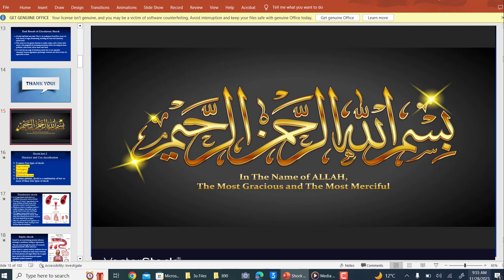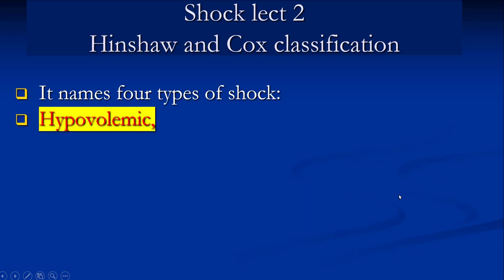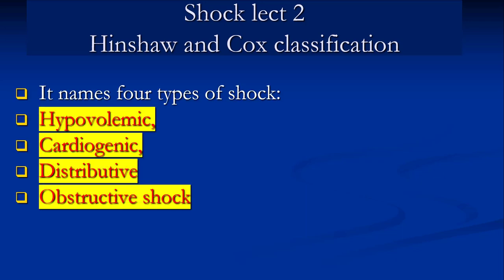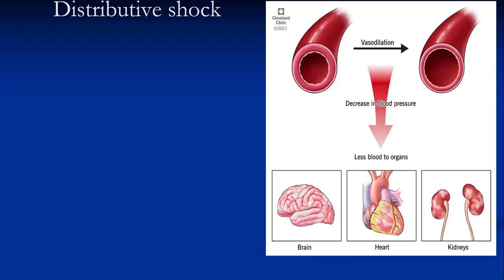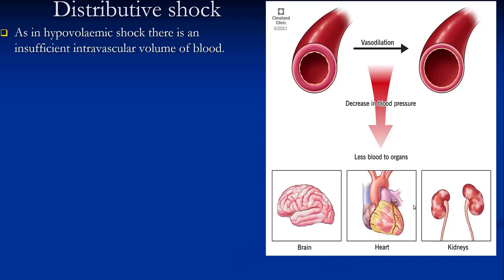This is the second lecture. In the first lecture, I discussed hypovolemic shock. In this lecture, I will discuss other types of shock. The other types of shock according to the Henshaw and Cox classification. I'll discuss today the distributive and other causes of shock, and the first one is the distributive shock.